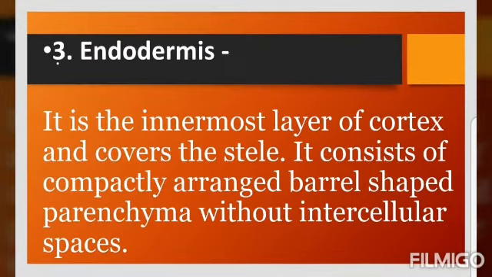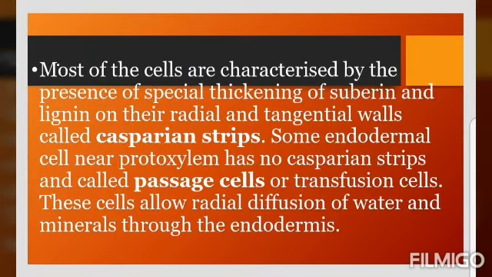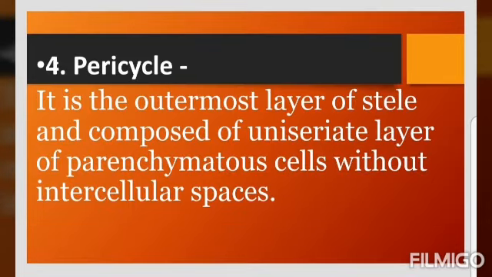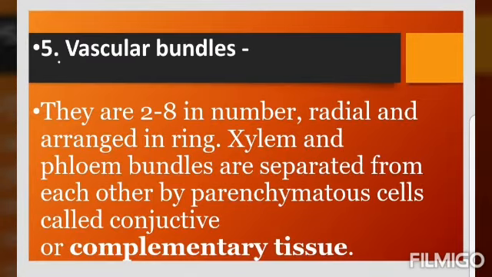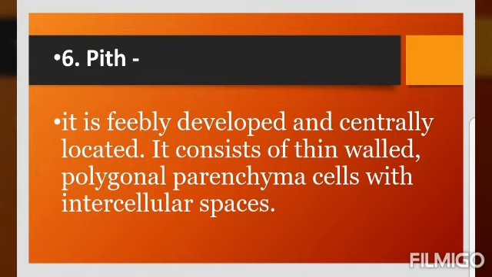It comprises a single layer of barrel-shaped cells without any intercellular spaces. The tangential as well as radial walls of the endodermal cells have a deposition of water impermeable waxy material, suberin, in the form of Casparian strips. Next to endodermis lie a few layers of thick-walled parenchymatous cells referred to as pericycle. Initiation of lateral roots and vascular cambium during the secondary growth takes place in these cells.